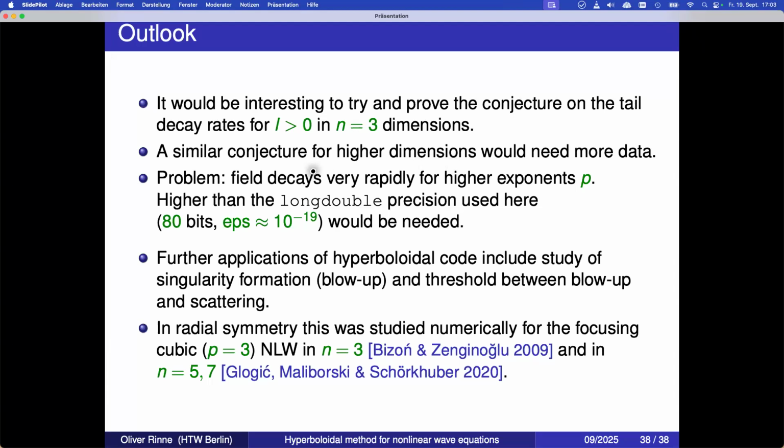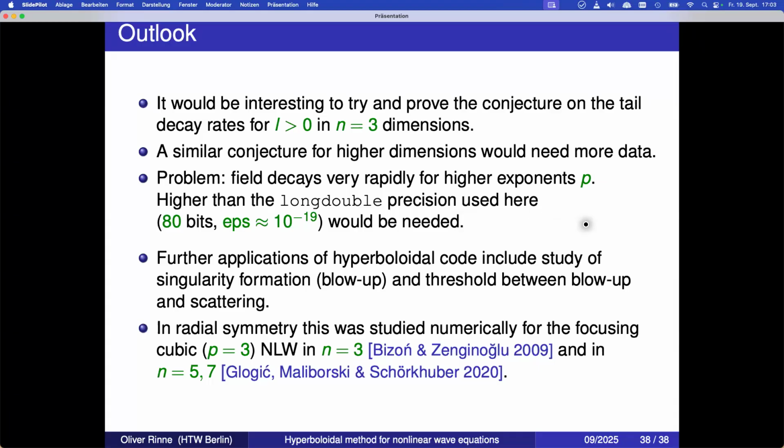As I said, it's challenging numerically because the decay of this field is very rapid for high exponents p. For these simulations that I showed you, I used long double precision, which is quite easy to do in Python. But I feel that I really need something more than that, quadruple precision or even higher, which is, of course, computationally quite expensive.